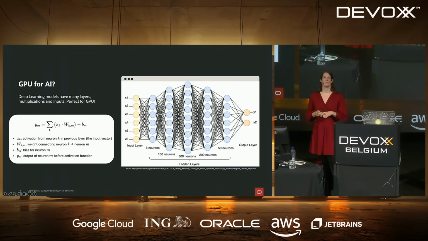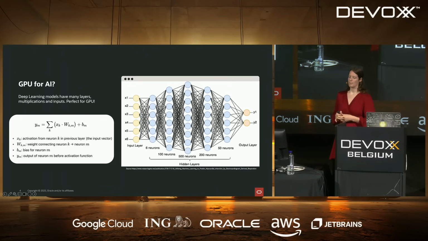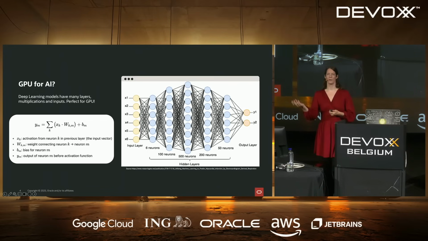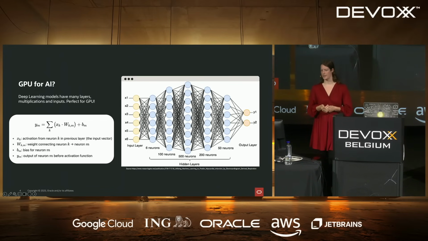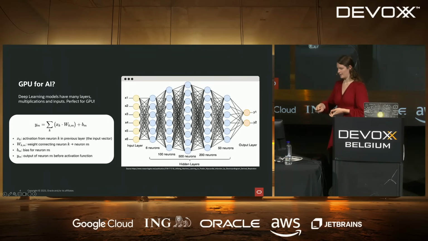Why would we want to use GPUs for AI? Because many AI algorithms have a lot of possible parallelism in there, mainly matrix multiplications. So here, for example, you see a fully connected neural network.